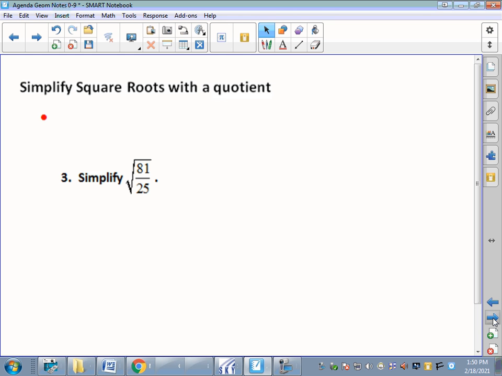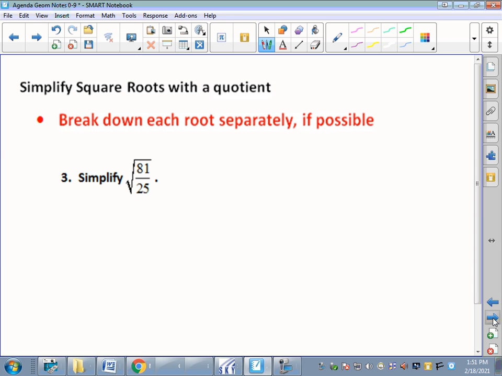Notice this example, the square root of 81 over 25. Ugly, right? Well, here's the thing. We can break down the numerator and the denominator separately and then deal with the issue. So I could put an equal sign here, and I could say, well, that's like the square root of 81 over the square root of 25. I don't want to do too much work. I'm thinking about what we're going to talk about next.